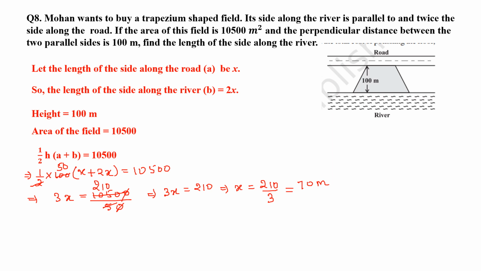So this x was the length of the side along the road, isn't it? But what you have to find? Length of the side along the river, which is 2x. It means 2 into 70, which will give you 140 meter. So the length of the side along the river is 140 meter.